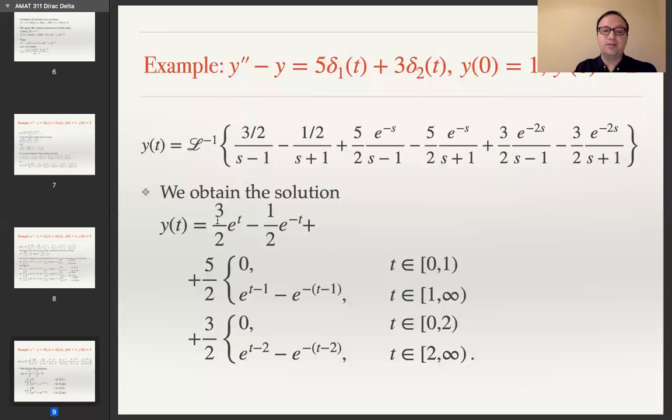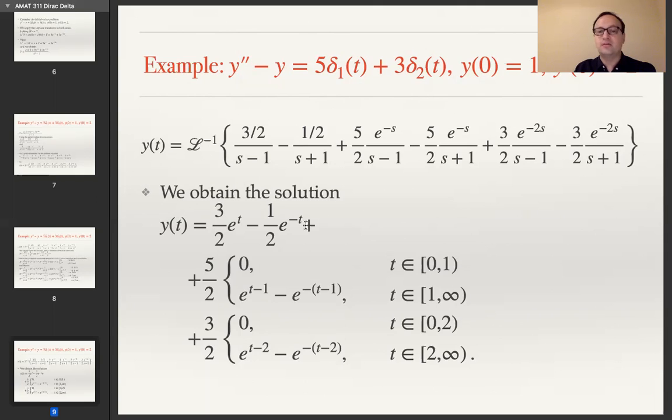So combining all of these terms and taking into account the coefficients of 5 halves or minus 5 halves, we get that y of t is equal to, first, the terms that come from the fractions 3 halves over s minus 1 and minus 1 half over s plus 1. So that gives 3 halves e to the t minus 1 half e to the minus t.